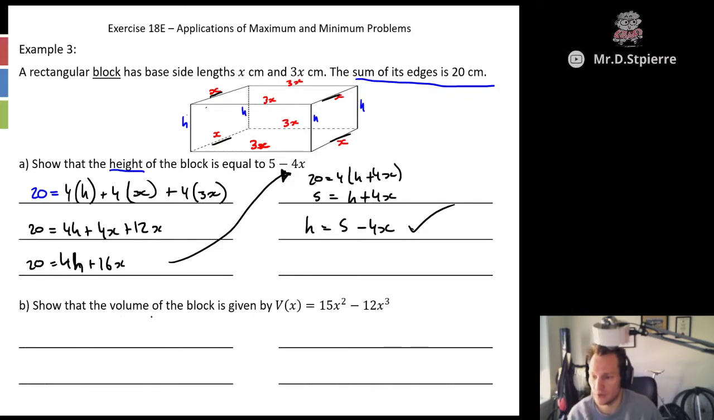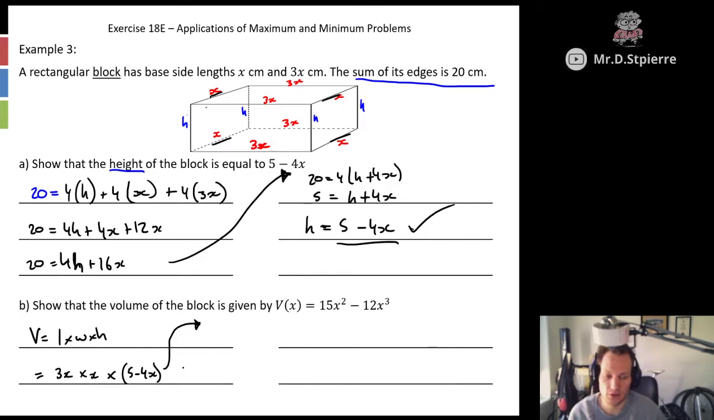Show that the volume of the block is given by V of x is equal to 15x squared minus 12x cubed. So the volume for a rectangular box is equal to length times width times height. And we're just going to do a substitution. So our length is 3x times our width is x times our height. We just showed that it is equal to 5 minus 4x. So we get 5 minus 4x. And then we're just going to simplify that problem.